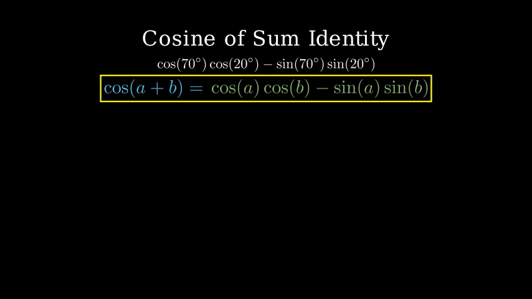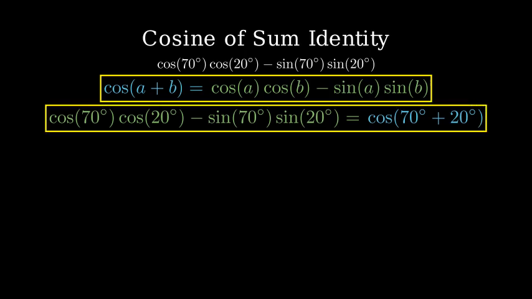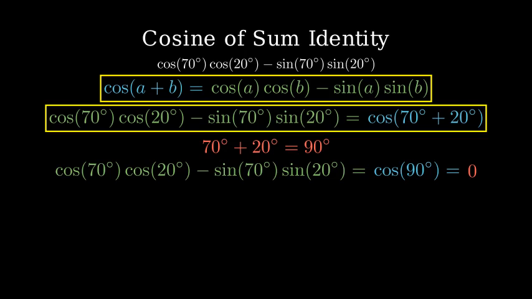The cosine sum identity states that cosine of a plus b equals cosine of a times cosine of b minus sine of a times sine of b. Looking at our problem, we can see that it matches exactly with the right side of the cosine sum identity. This means our expression is equal to the cosine of the sum of 70 degrees and 20 degrees. Now, we can simply add 70 degrees plus 20 degrees, which gives us 90 degrees. Therefore, our expression is equal to cosine of 90 degrees, which we know equals 0.